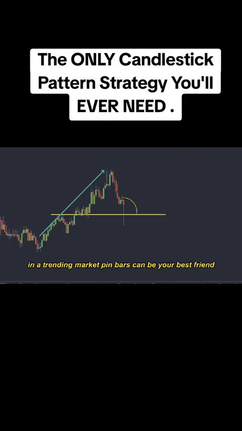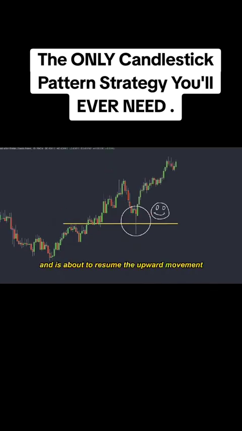In a trending market, pin bars can be your best friend. In an uptrend, a bullish pin bar with a long lower wick often signals that the market rejected lower prices and is about to resume the upward movement. This can give you a great entry point to ride the trend.